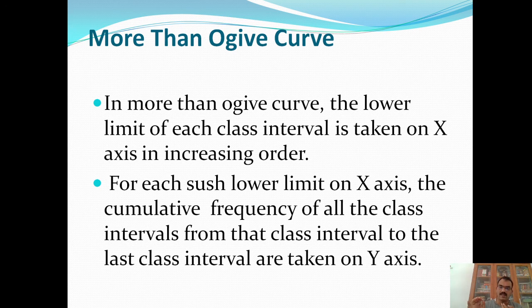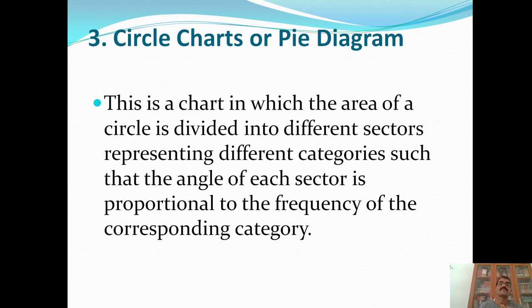So in the more than ogive curve, for each lower limit on the x-axis, the cumulative frequency of all class intervals from that class interval to the last class interval is taken on the y-axis.